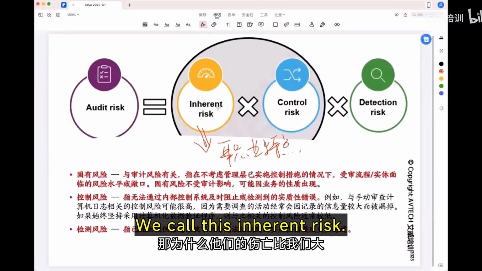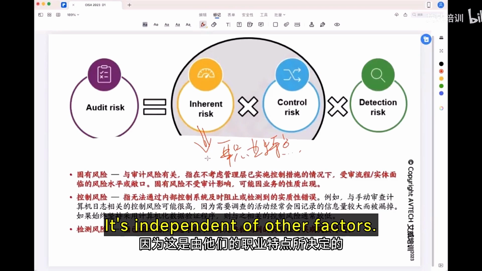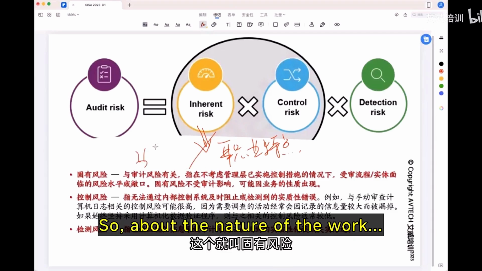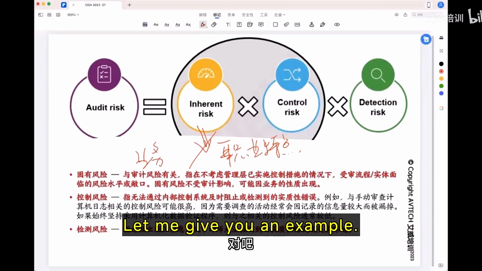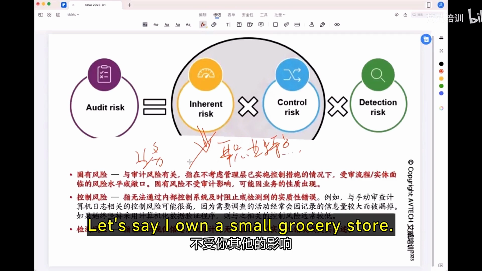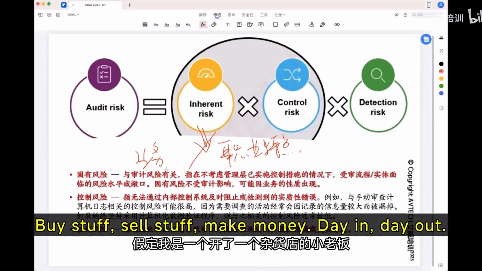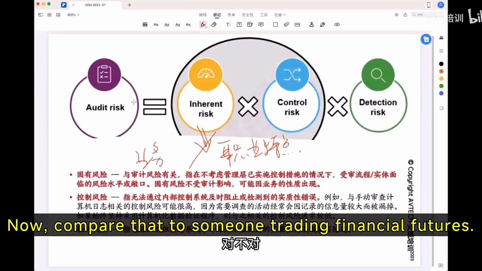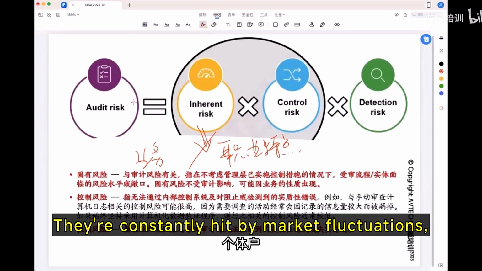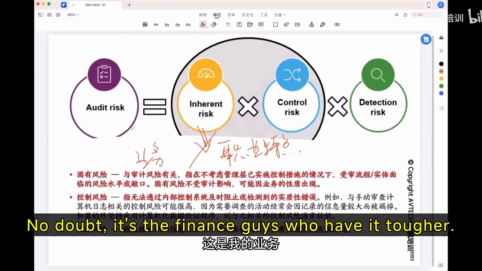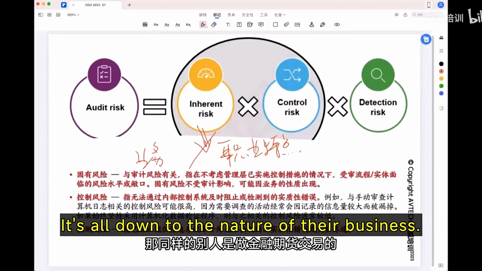We call this inherent risk, right? It's independent of other factors. It's inherent to the job, or rather, the nature of the work. So, about the nature of the work, let me give you an example. Let's say I own a small grocery store. You follow. Commercial. Got it. That's my line of work. Sell stuff. Make money. Day in, day out. Now compare that to someone trading financial futures. They're constantly hit by market fluctuations and face much higher risks. No doubt, it's the finance guys who have it tougher. But why is that? It's all down to the nature of their business.